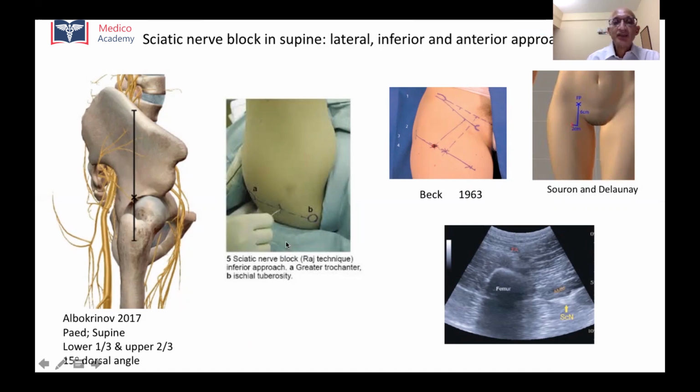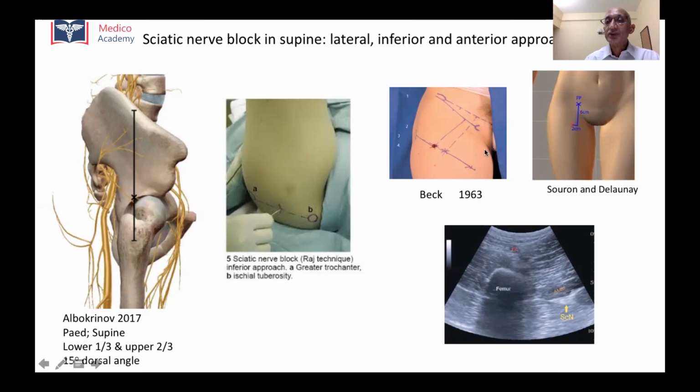Professor Raj described a technique where a helper or an assistant holds up the leg of the patient flexed 90 degrees at the hip, and on a line joining the greater trochanter with the ischial tuberosity, in the midpoint of this line, we insert the needle, again looking for a contraction or movement of the ankle.